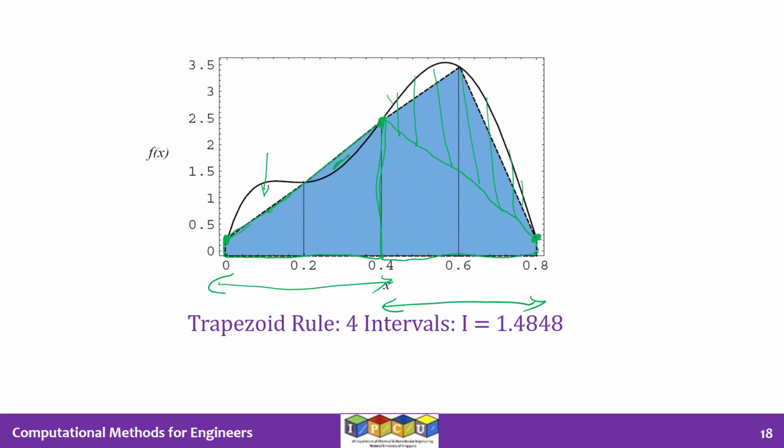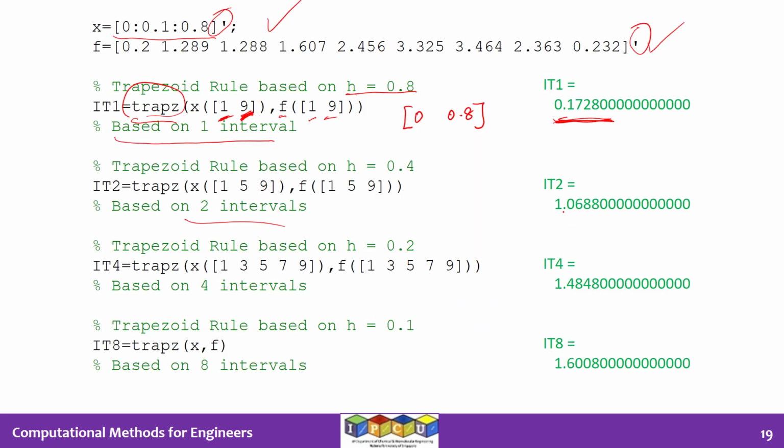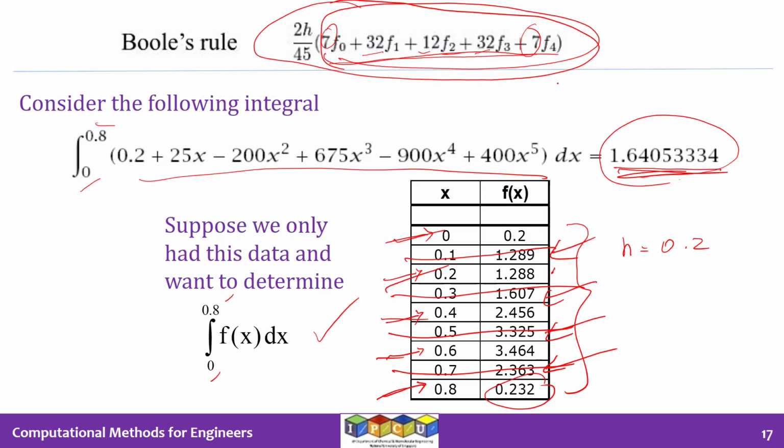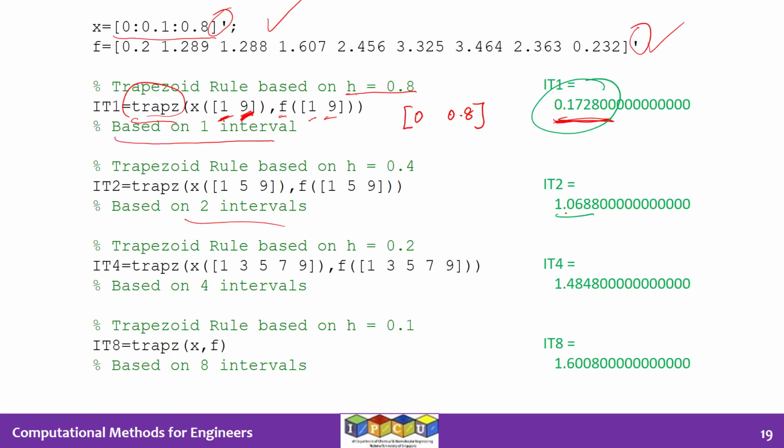But it is better than the answer I would get when I took h to be 0.8. I just worked on the basis of 2 data points. Now, working on the basis of 3 data points, I should do better. So if you look at the answer, yes, it gets better: 1.0688. It is not as bad as this. But still, it is a far cry from 1.6405, which is the true value. So this is still much shorter than that. There is a huge error in this estimate as well. So please note, for the trapezoid rule, I choose points 1, 5 and 9, which correspond to x equal to 0, x equal to 0.4 and x equal to 0.8.